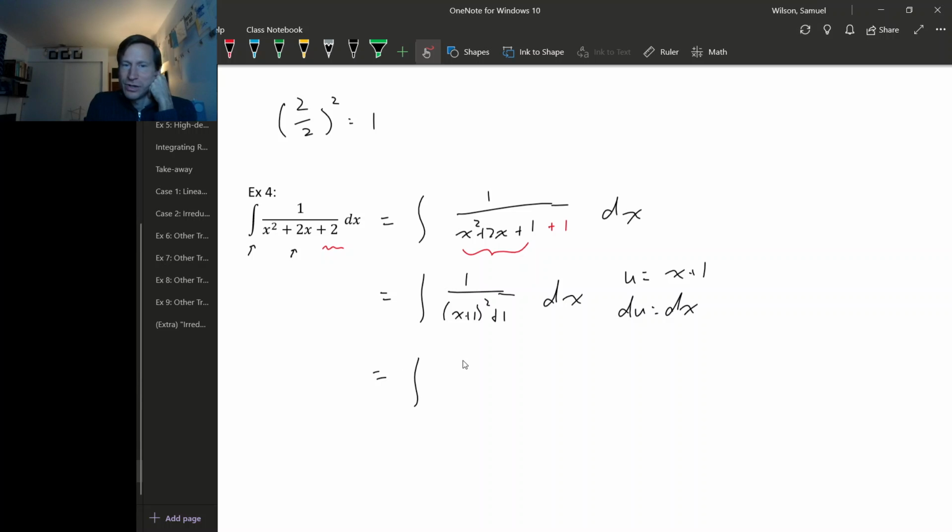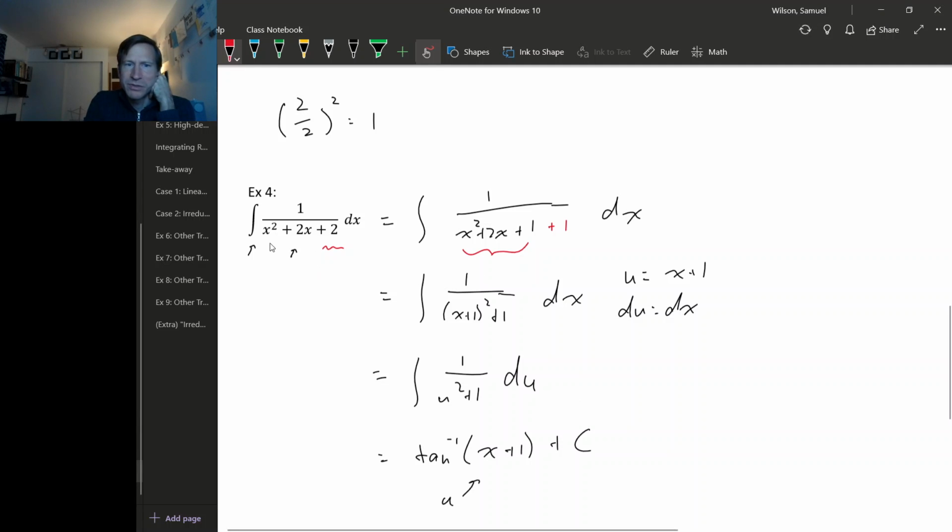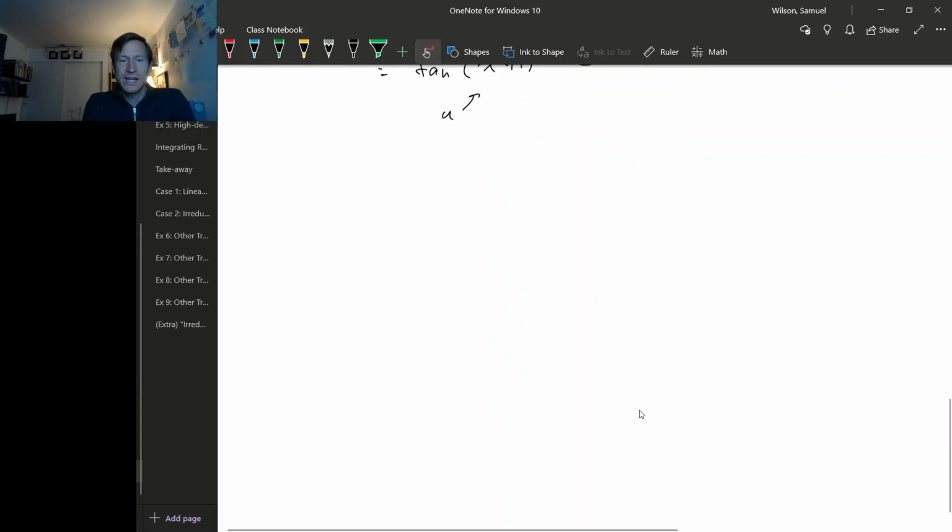We get the integral of 1 over u squared plus 1 du. And this is going to give us an arctangent again. So inverse tangent of u, but u is x plus 1, plus a constant. So here we were able to complete the square, and that let us make a u substitution to figure out the antiderivative.